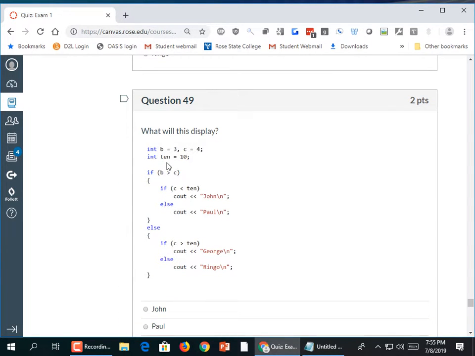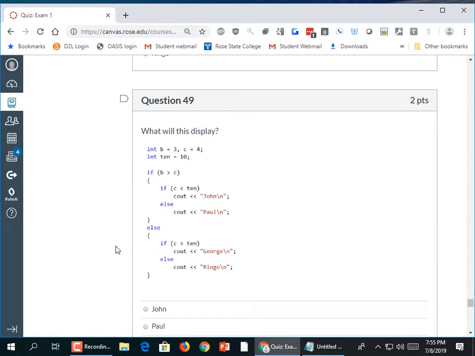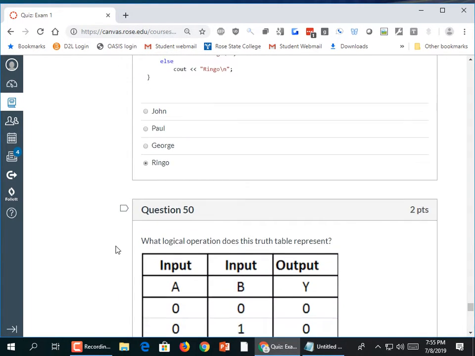What will this display? All right, have we changed the values, or what else has happened? Okay, B is 3, C is 4. Is 3 greater than 4? No, it's going to jump down here. Is C greater than 10? No. Did it print Ringo twice? Did I write a question where Ringo was the answer 2 times in a row? Yes. Okay, that was not quite my intention.